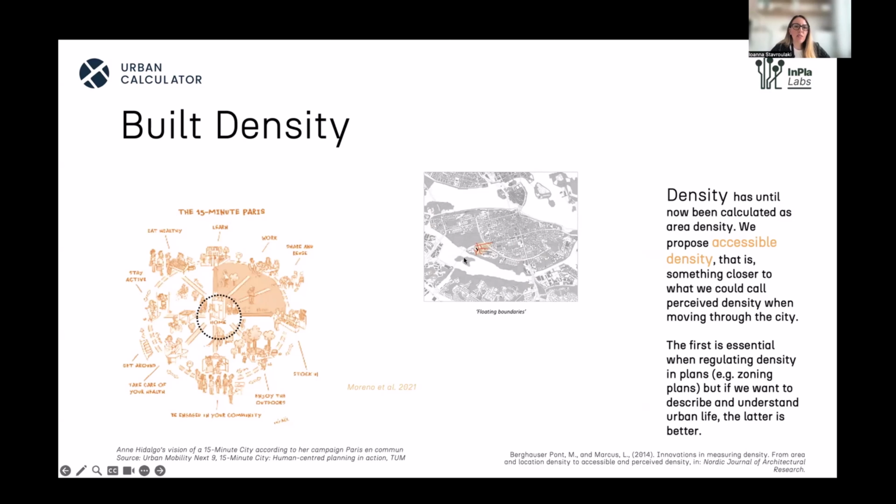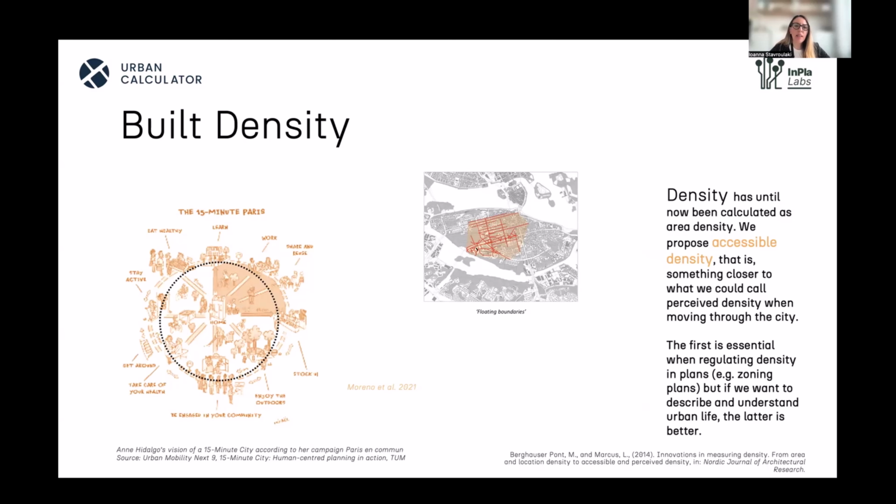So you see here, for example, what is the density that is around a street on a very small scale, and then on a kind of mesoscale, and so on. So the accessible density, we could say it's something closer to perceived density, the density we perceive when we move through the city.